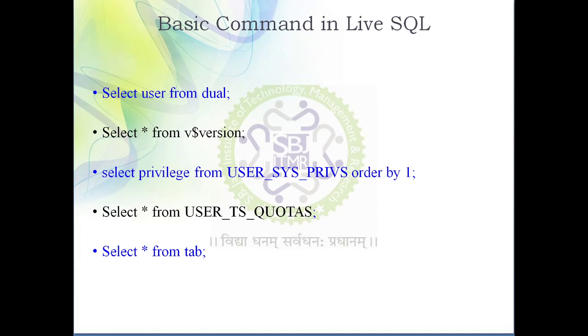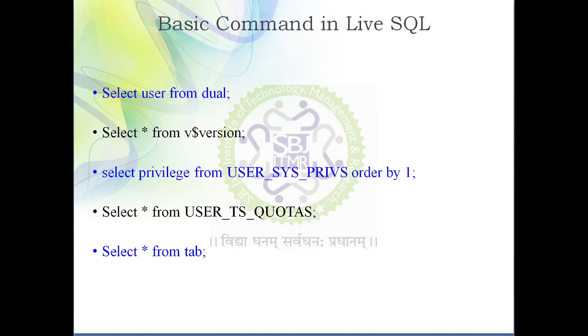Then select star from user_ts_quotas. It will show you how much memory is allocated to you. And finally select star from tab. By using this command, you will get a list of tables created in your database. So these are the basic commands. Here we discussed what LiveSQL is, its features, its limitations, and the basic commands that you are going to execute in LiveSQL.